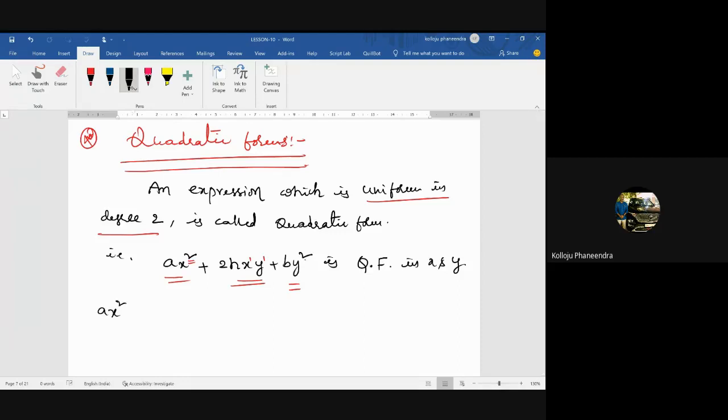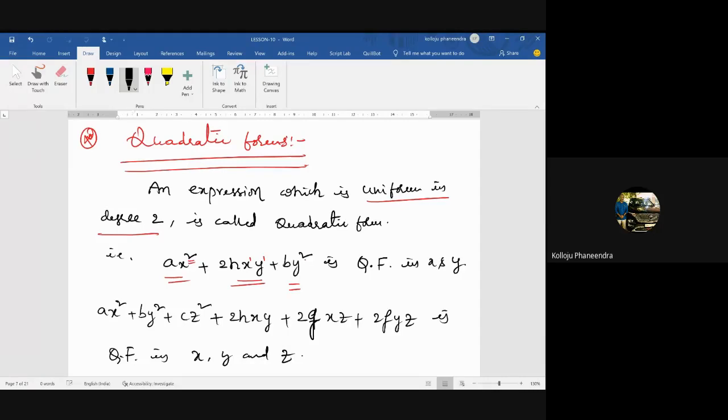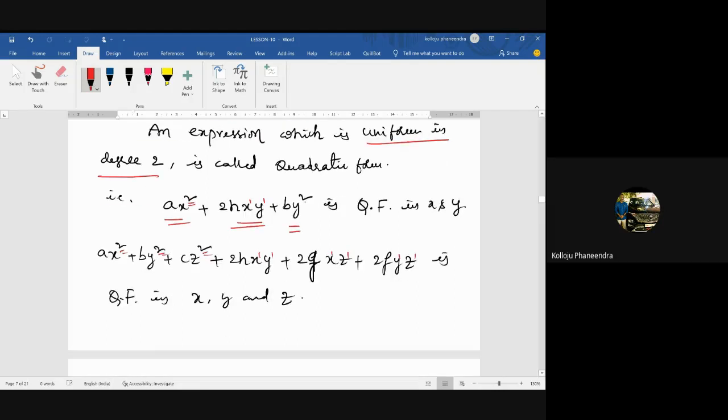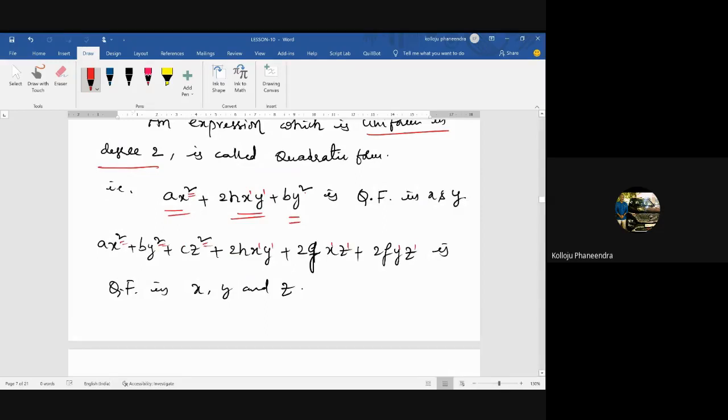Similarly, ax square plus by square plus cz square plus 2hxy plus 2fyz plus 2gxz is a quadratic form in three variables x, y and z. Here each term is degree 2: 2, 2, 2, and 1 plus 1 in the cross terms. Done? It is a quadratic form in three variables. Similarly, you can define in four variables.